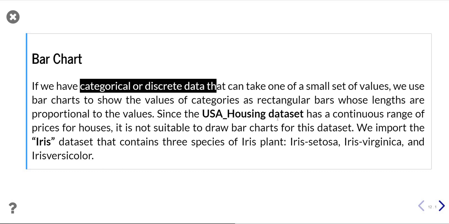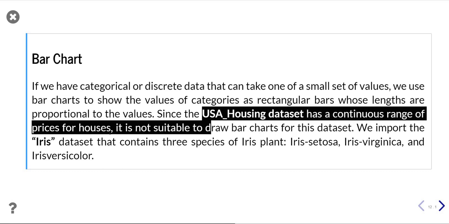For example, here the USA data set has a continuous range for prices for houses. So for the continuous range, definitely what we have used before. If you draw just the house price, you can use a line chart. Can you use the scatter for the price, guys? You can still use the scatter, right?